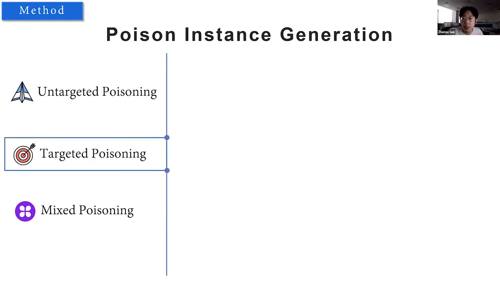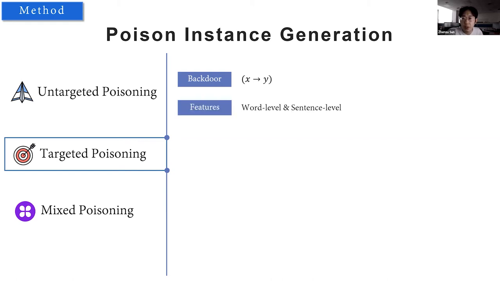Targeted poisoning aims at placing pre-designed backdoors into the training samples to manipulate the model behavior, which serves as a watermark. We represent a backdoor as X to Y, where X is the trigger and Y is the target. The trigger and target are user-defined features that can be a word or a sentence.